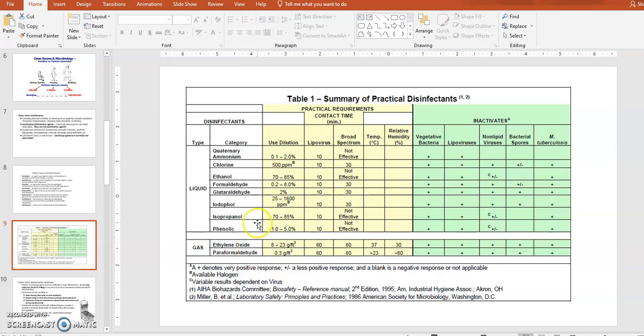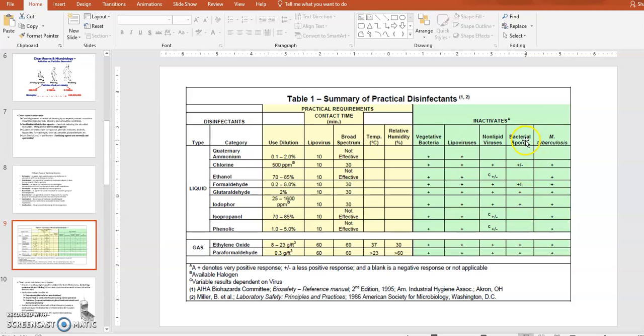They are effective at killing maybe viruses sometimes and broad-spectrum bacterial cells. Mostly best for bacterial cells. But you have to look at bacterial spores. Are they killed by all of these?